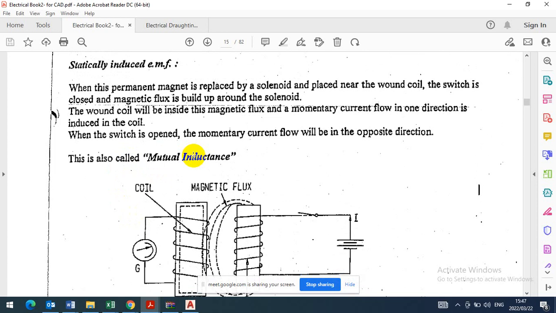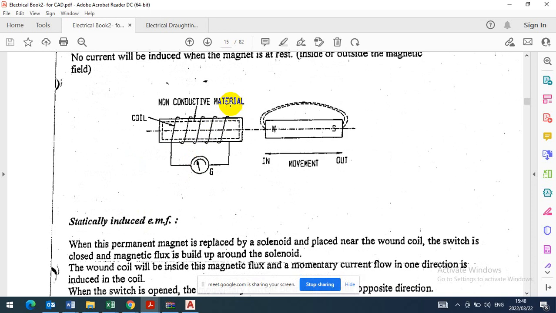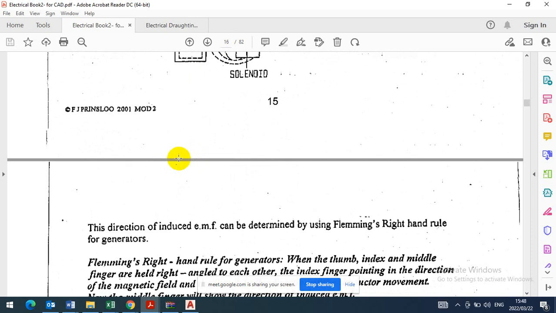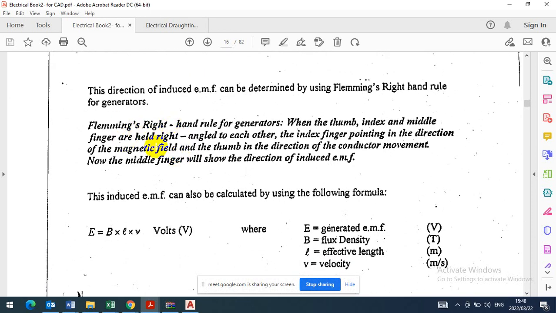So I've given you three theorems: transformer theorem, the motor theorem, and generator theorem, dynamic induction. And that is where we can end. Fleming's right-hand rule here talks about the generator theorem. When the thumb, index, and middle finger on your right-hand side are held at 90 degrees to each other, the index finger points in the direction of magnetic field. The thumb is always in the direction of the conductor movement. When you move the conductor, it's the same as you move the magnet.